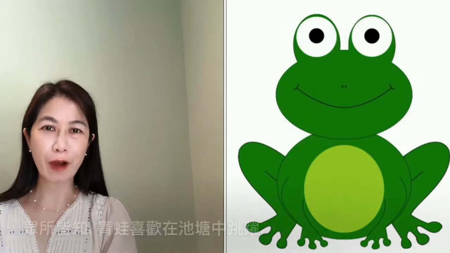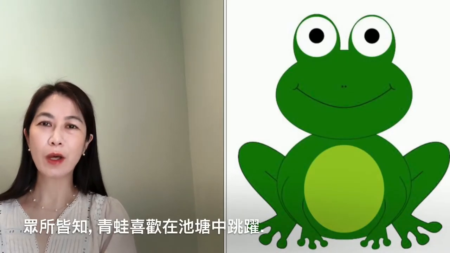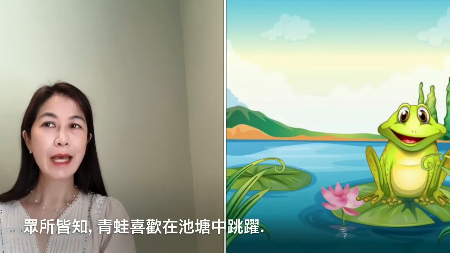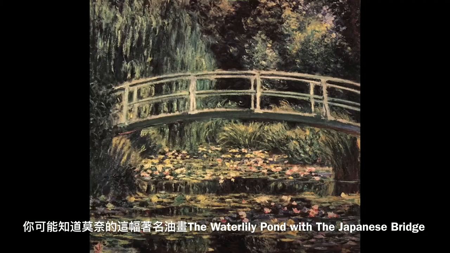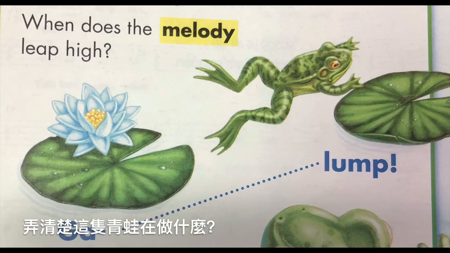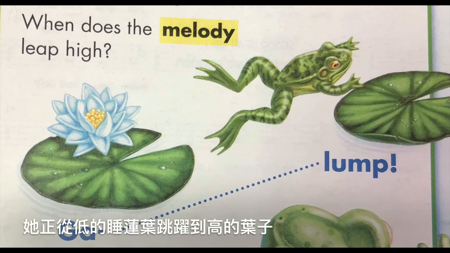Today, our animal theme is about frogs. As we know, frogs like to leap in lily ponds. You might know this famous picture, which was painted by Claude Monet. Let's look at the other picture and figure out what this frog is doing. She is leaping from a low lily pad to a higher one.